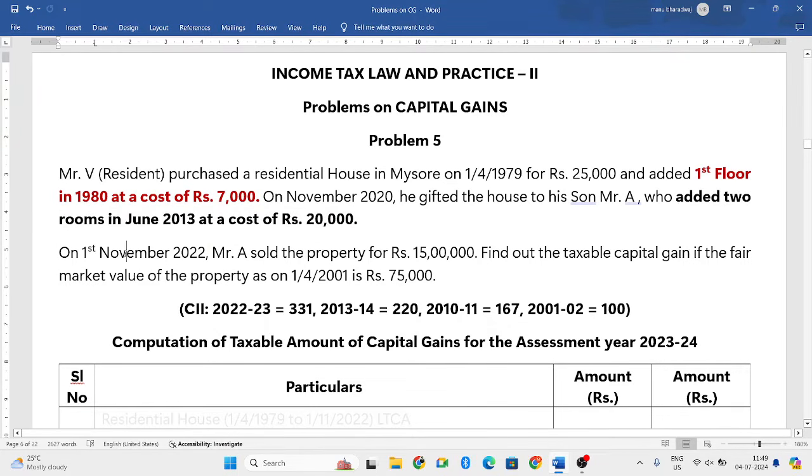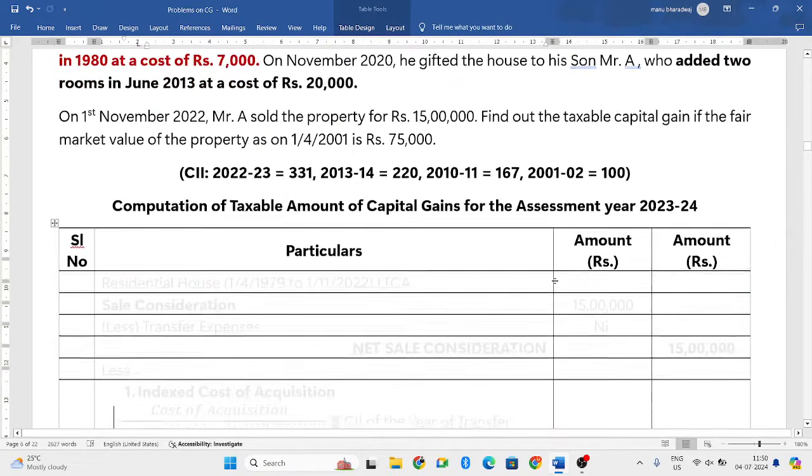On 1st November 2022, Mr. A sold the property for rupees 15 lakhs. Find out the taxable capital gain if the fair market value of the property as on 1/4/2001 is 75,000. So here they have given actual cost as well as FMV, and they have given the CII also.